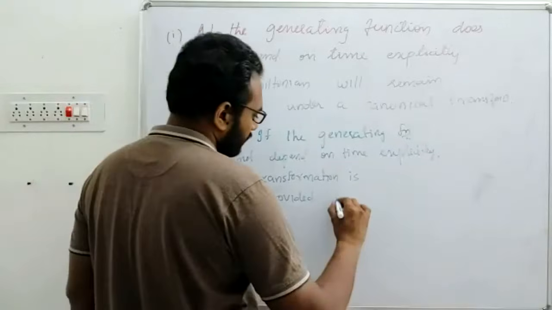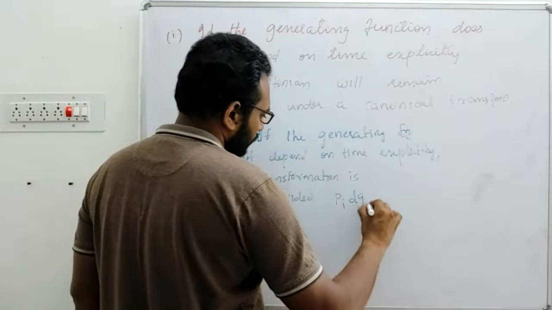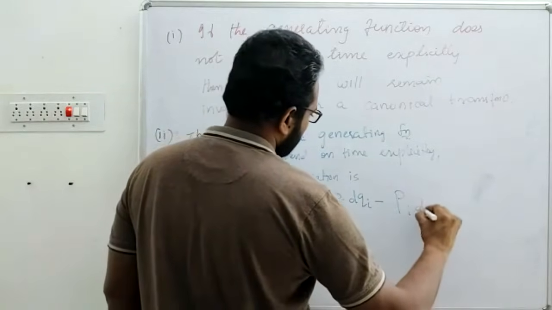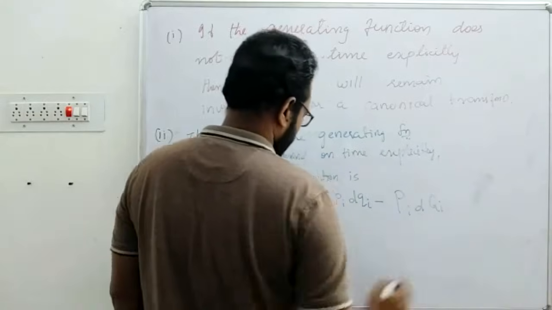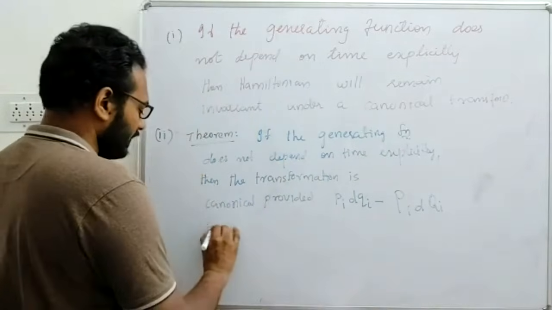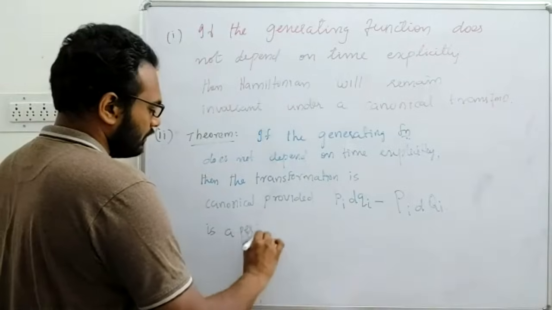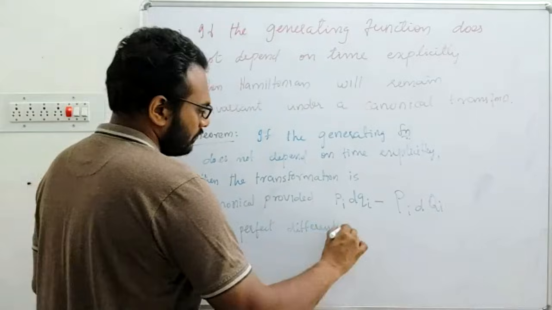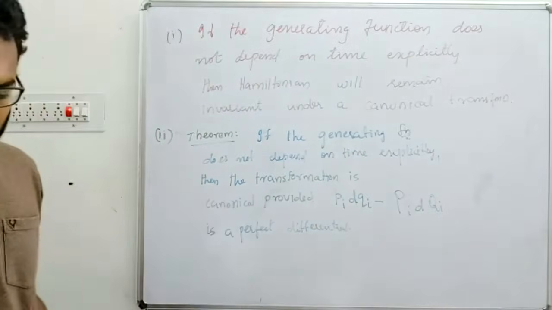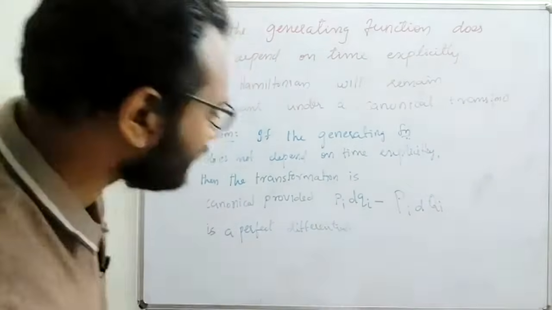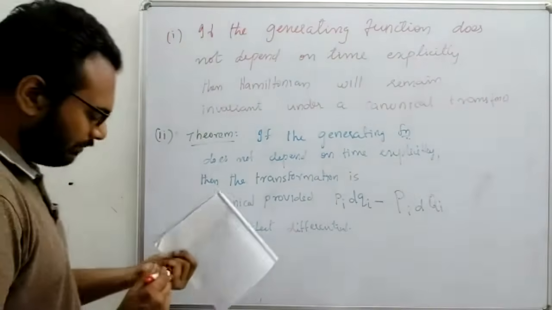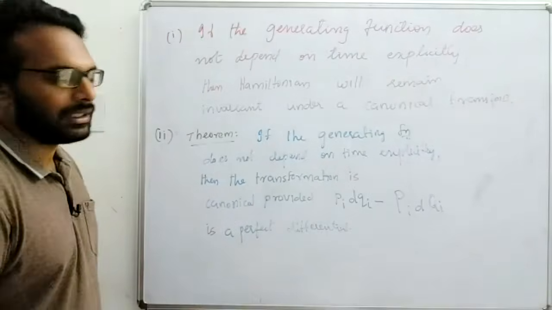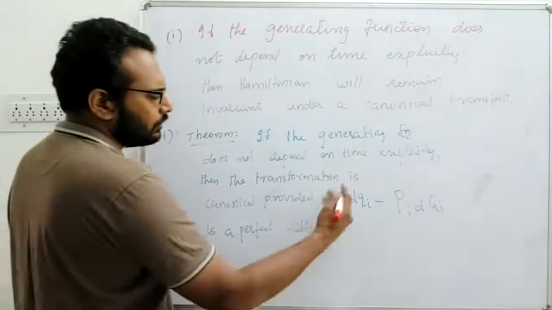this combination, right? Pi dqi minus capital Pi dQi is a perfect differential. Okay, this is important. So this theorem basically says that we can actually make strong statements like this, that this is necessary and sufficient for this transformation to be canonical, etc. But we'll just need this to solve problems.